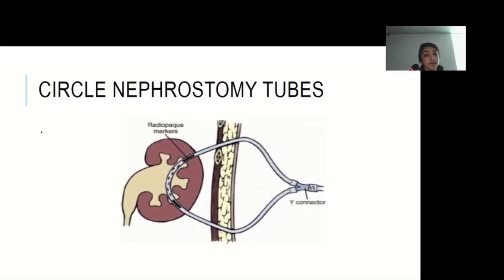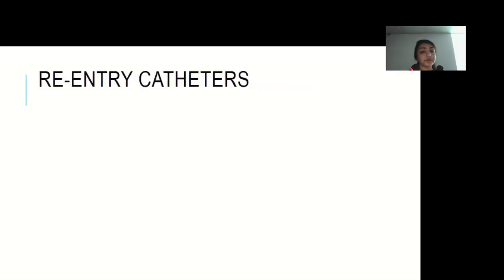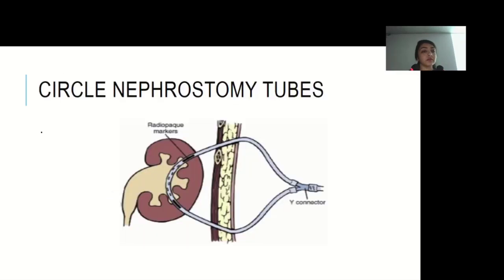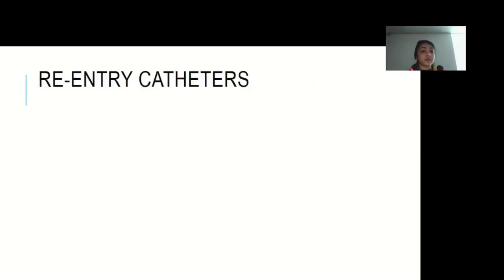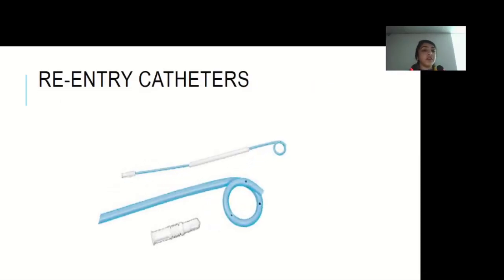Circle nephrostomy tubes basically have two ends with an internal drainage system. These tubes were used earlier in patients where there was upper tract bleeding. They are basically used for irrigation of the upper urinary tract. Now these are used if we are doing PCNL with multiple tracts, then we provide drainage to both tracts. Another type of tube that can be used as a percutaneous nephrostomy is the re-entry catheter.